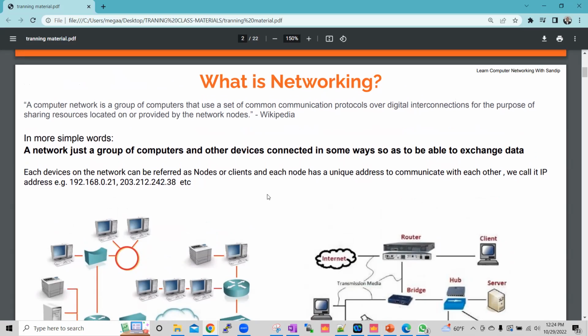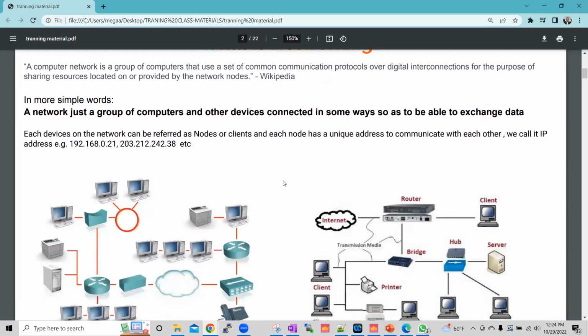So according to this definition, what is networking? Networking is a group of computers that use common communication protocols. To me, I may not go with this definition, but it's okay. But like I said, we don't need to memorize it. Network, from my own perspective, means making two computers communicate. If you can make two computers communicate together, you have done a network.